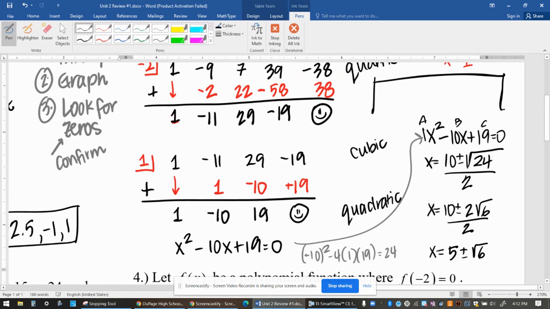All right, I wrote kind of big, but the zeros are -2, +1, and then the conjugates 5 plus or minus root 6.